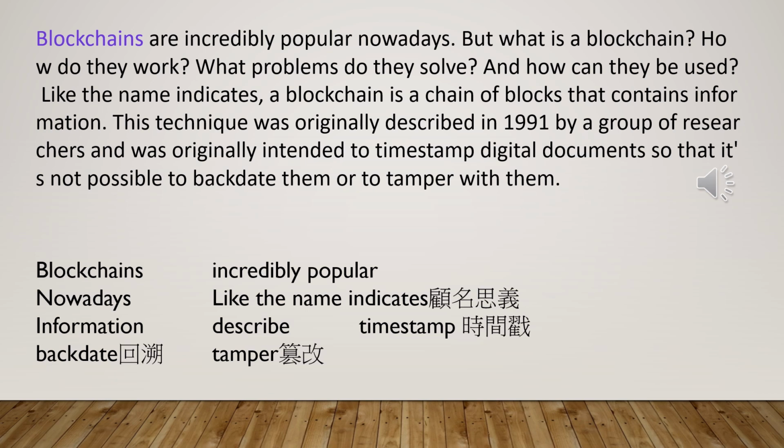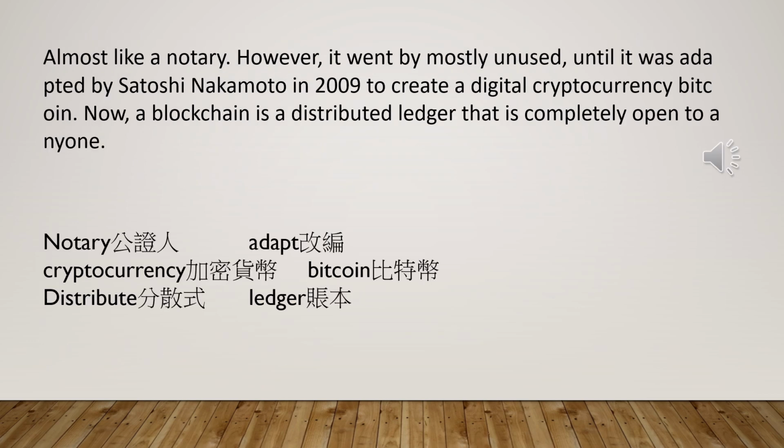Like the name indicates, a blockchain is a chain of blocks that contains information. This technique was developed in 1991 by a group of researchers and was originally intended to timestamp digital documents so that it's not possible to backdate them or to tamper with them. Almost like a notary. However, it went by mostly unused until it was adapted by Satoshi Nakamoto in 2009 to create a digital cryptocurrency, Bitcoin.